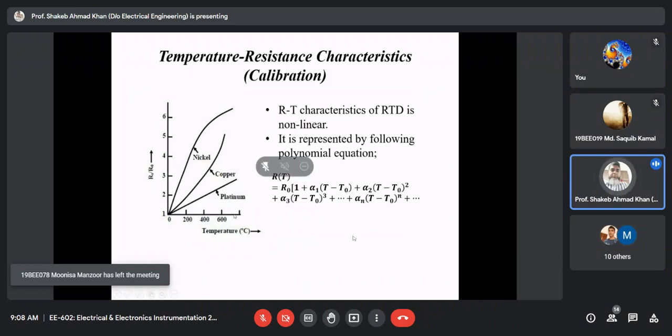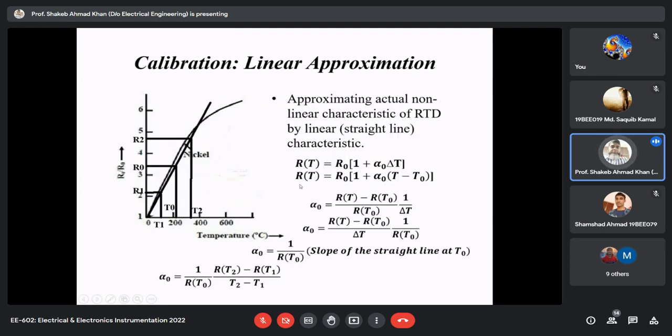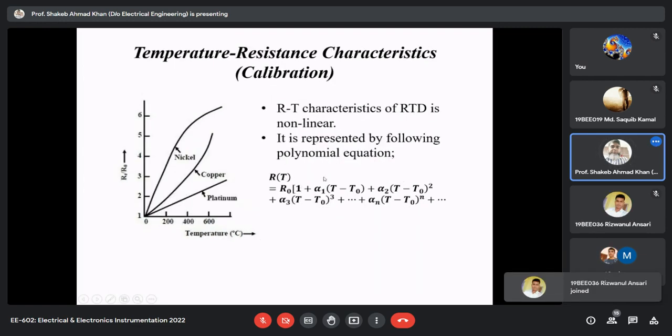I'm coming back to the RTD. You can see that the RT relation, the resistance temperature relationship, is non-linear. Graphically, you can see. And as I told you last time, this RT relation, the input output relationship, may be linear or it may be non-linear.